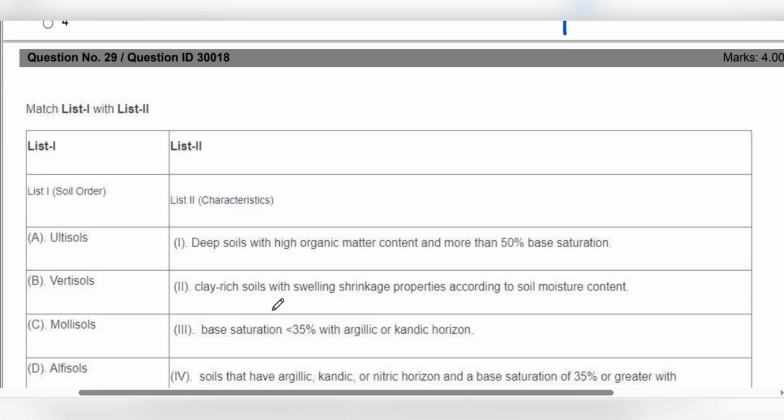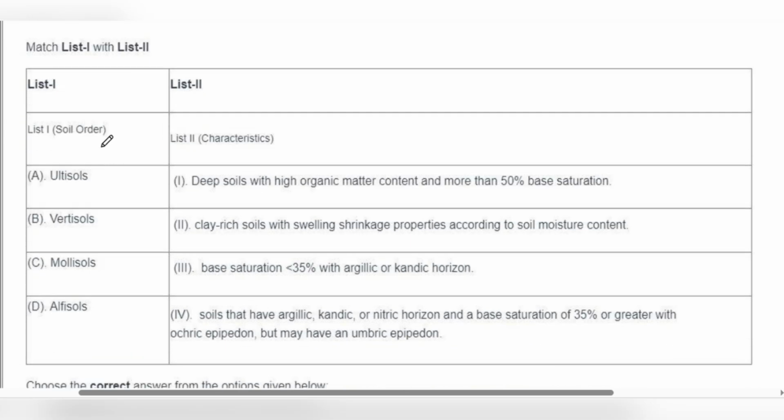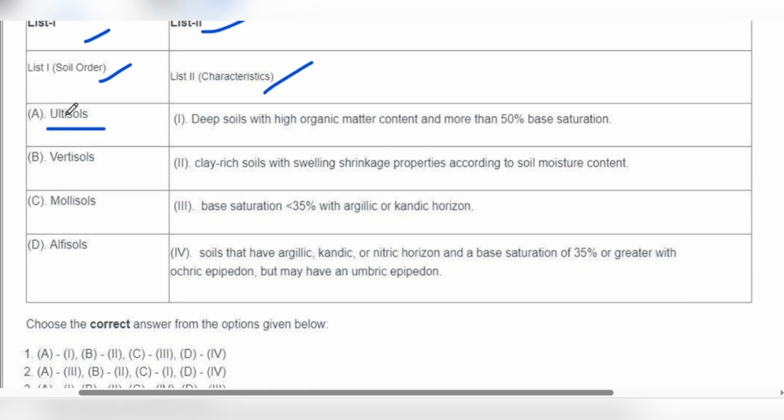This is a very easy and classic question from pedology. As you can see, pedology also gets lots of importance. Here, this is a simple matching of list 1 to list 2, where you have to match the soil order with their characteristics. This is a very easy question. Here, we will start with Ultisol. What is Ultisol? Ultisol comes from ultimate, ULT, that is very highly weathered.